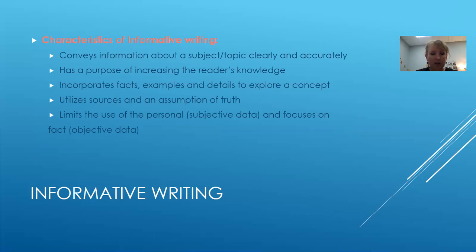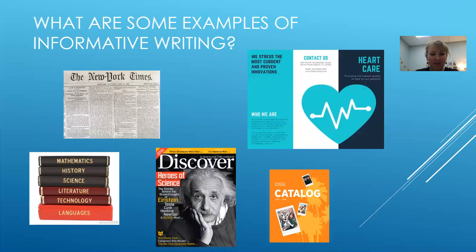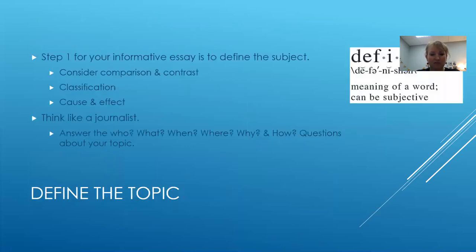Just facts, ma'am. So examples of informative writing are a newspaper article, a brochure, the textbooks that you use for your classes. It can be informative magazines, all sorts of things like this. These are all examples of informative writing or the informative genre. So there are some videos that you can watch in the PowerPoint itself. If you'd like to watch a video about this, there is another YouTube video that talks about remembering to leave opinion out of informative writing.